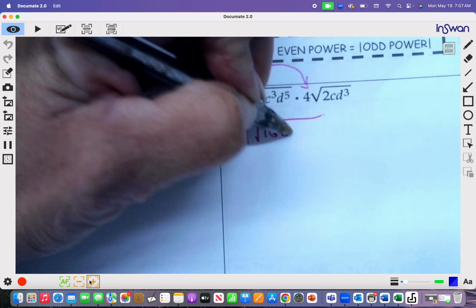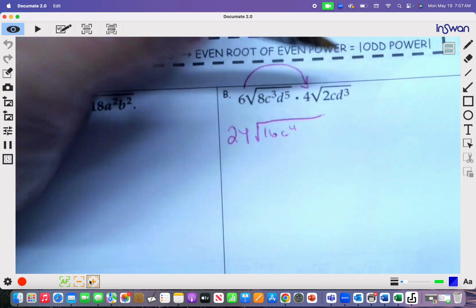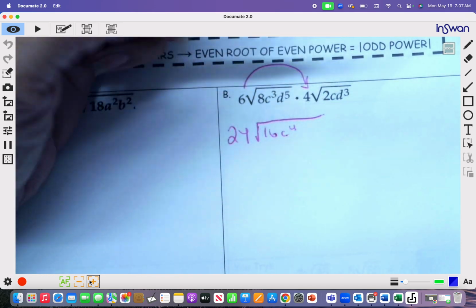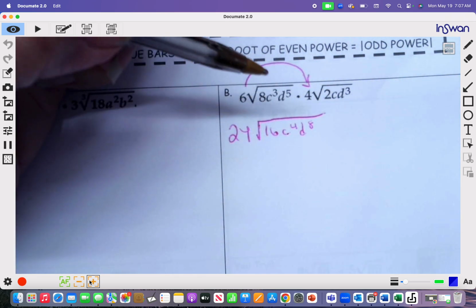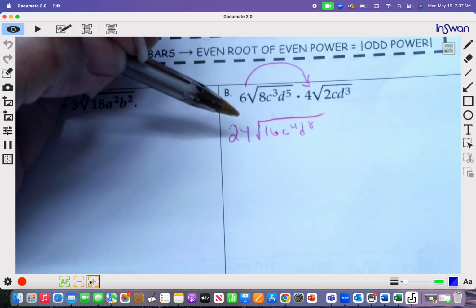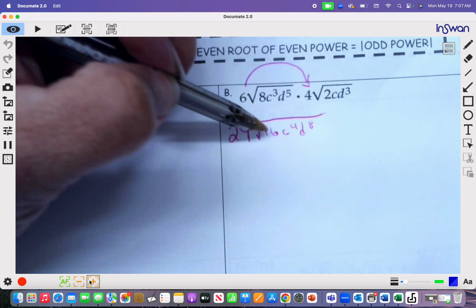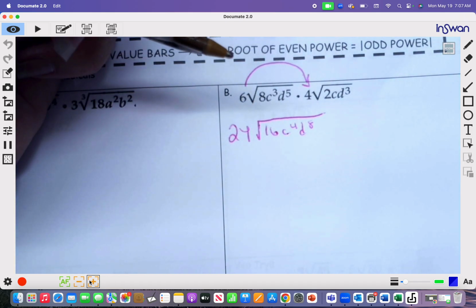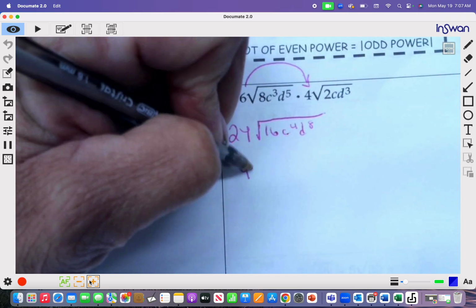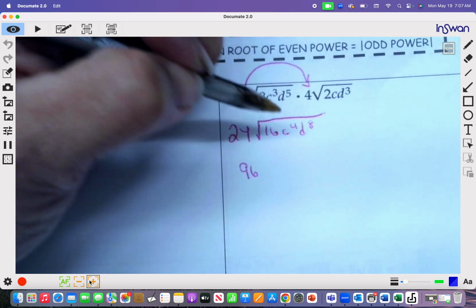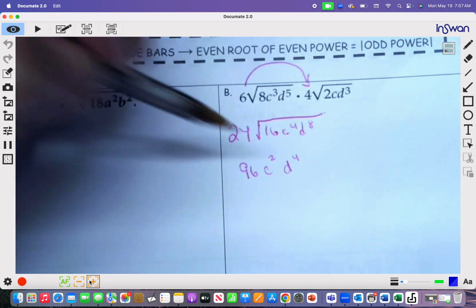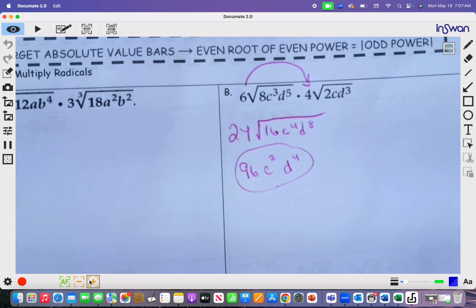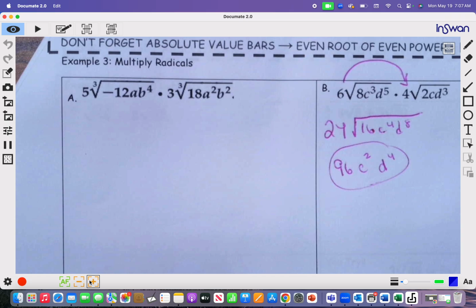The c's become c to the fourth, because remember, when we're multiplying, we add our exponents. The d's become d to the eighth, and now I need to simplify. The square root of 16 is 4. That 4 times 24 is 96. So I have 96 on the outside. Divide this by 2, c squared. Divide this by 2, d to the fourth. That's my final answer.